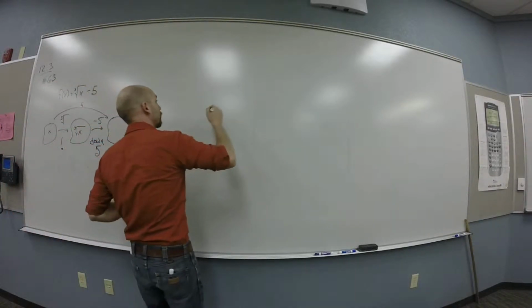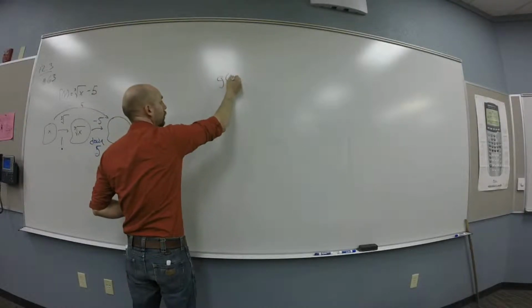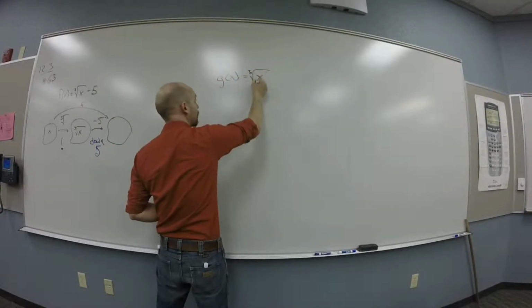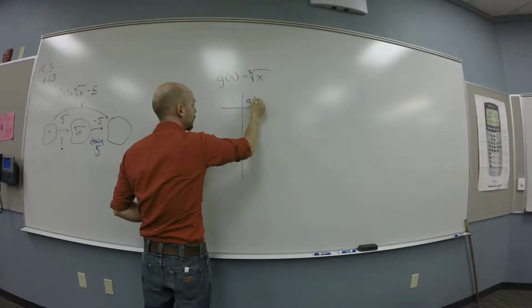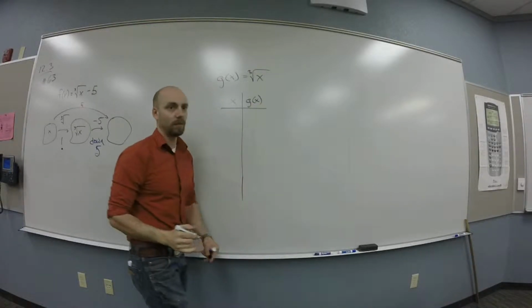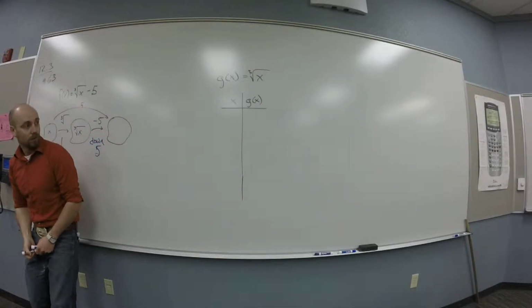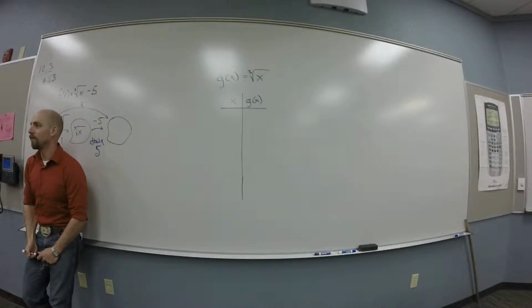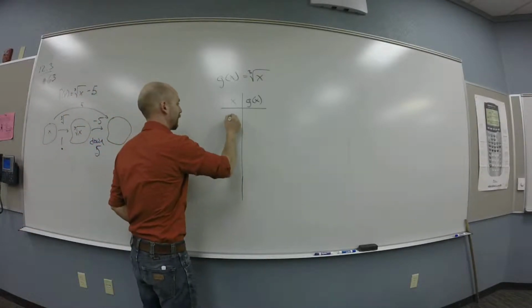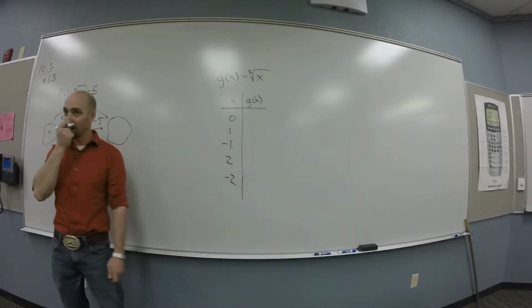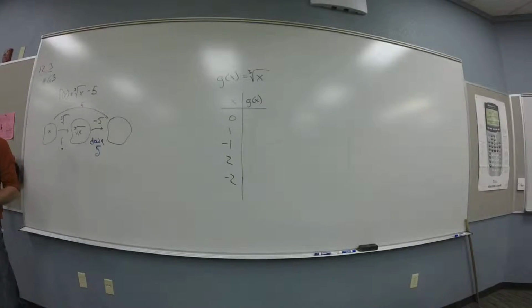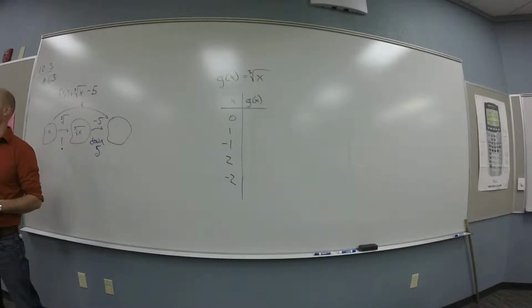So let me add a new function to my vocabulary. I'm looking for g of x is the cube root of x, right? So I've got x's and g of x's. Okay, what are your 5 favorite x's? 1, 0, minus 1. Okay, these guys. Now what do you do with them? Yeah, I should plug them in for x.